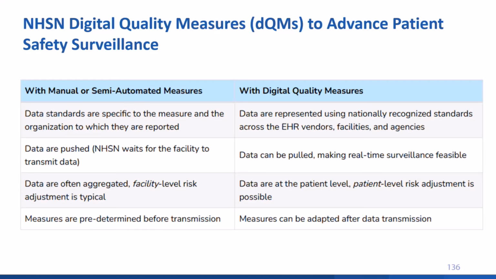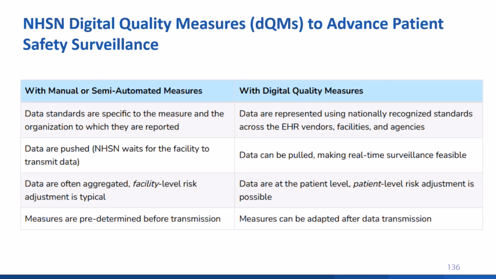Next, let's compare the manual or semi-automated measures to the improvements that digital quality measures, or DQMs, offer. As you see on the left, with manual or semi-automated measures, the data standards are specific to the measure and the organization from which they are reported. Data are often pushed, which requires NHSN to wait for the data from the facility. Data is typically aggregated, so often only facility level risk adjustment is available. And the measures are predetermined prior to transmission to NHSN.